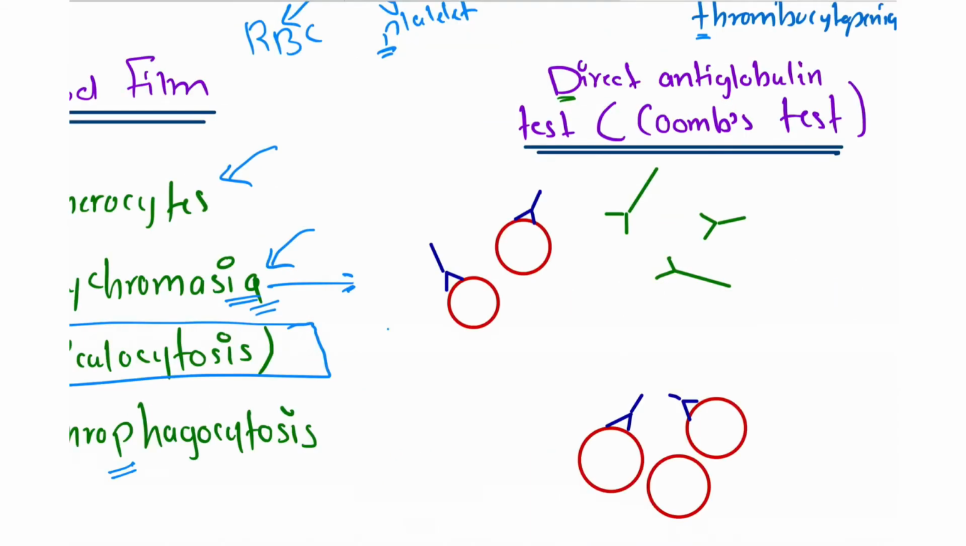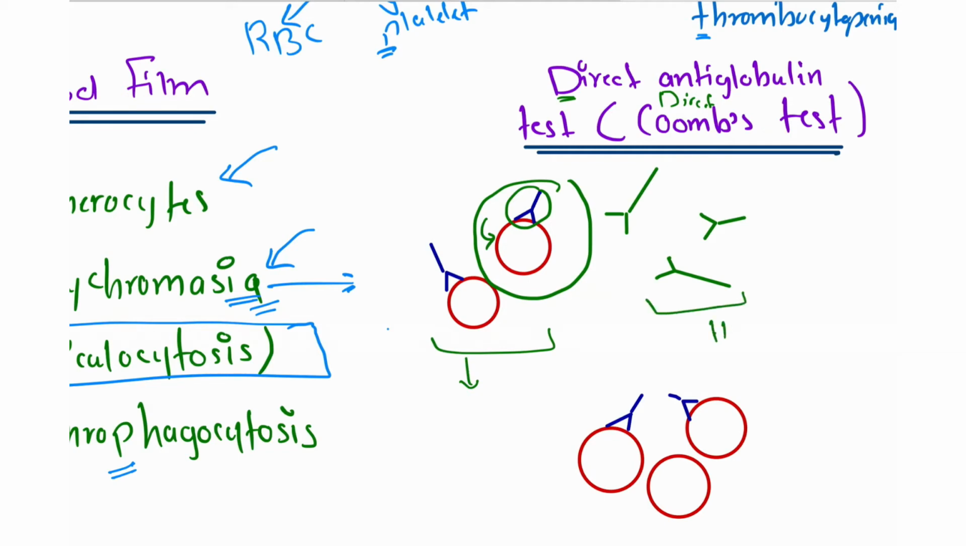Other investigation used for diagnosis of warm autoimmune hemolytic anemia include direct antiglobulin test or direct Coombs test. Direct Coombs test used for detection of antibody presence at the surface of RBC. شلون نسوي؟ ناخذ sample of serum contain RBC ونضيف له Coombs reagent or human antiglobulin.